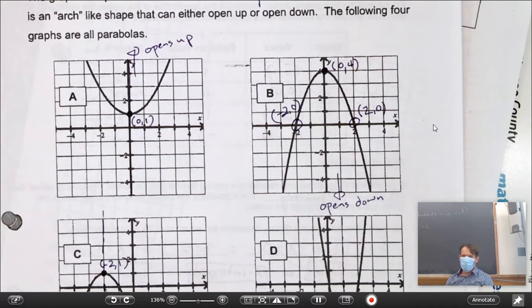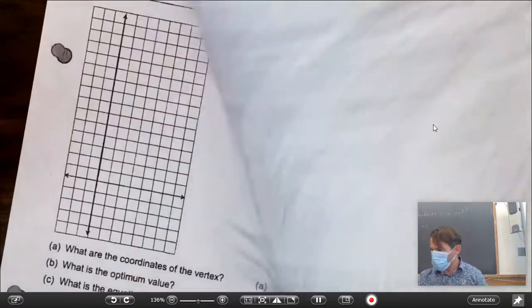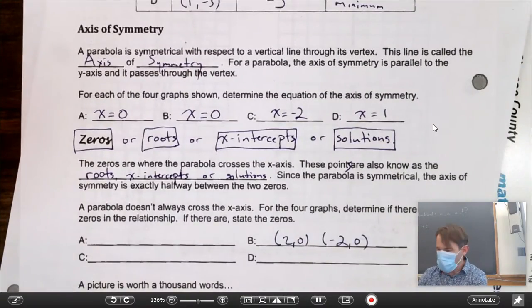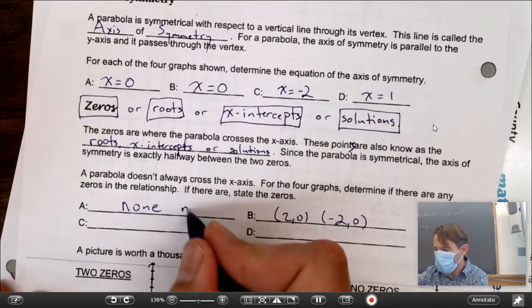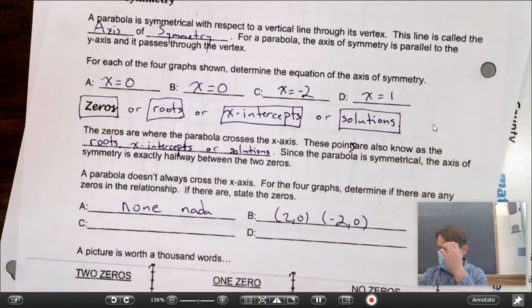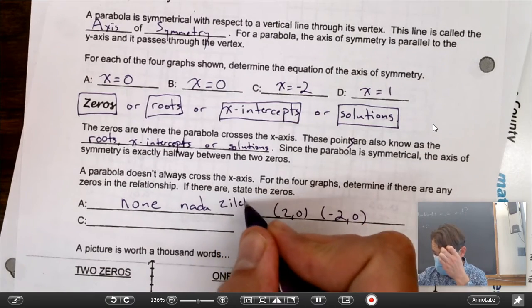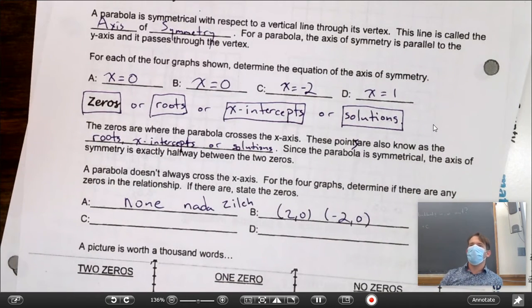So where are the zeros for A? There aren't any zeros. There are no solutions to that parabola. There are no zeros. So we want to be able to recognize these situations. A, none. You could also write nada, none, zilch. You write the word that you think is the most fun.